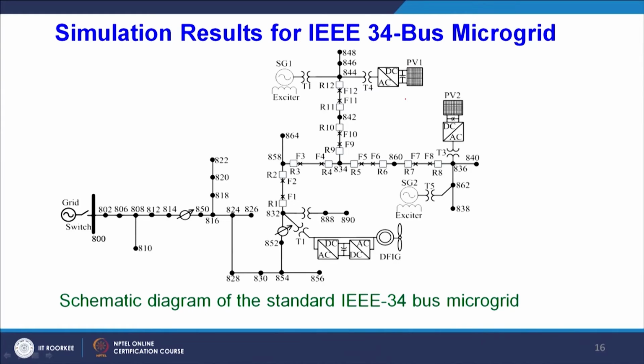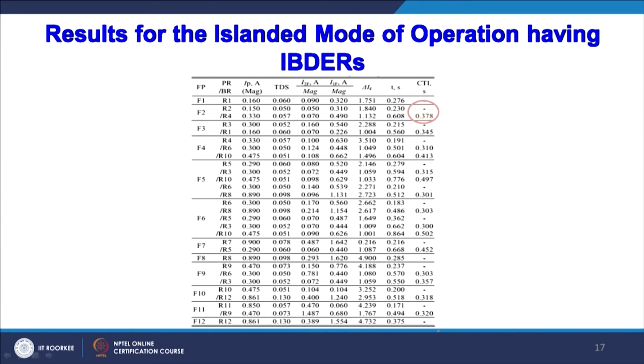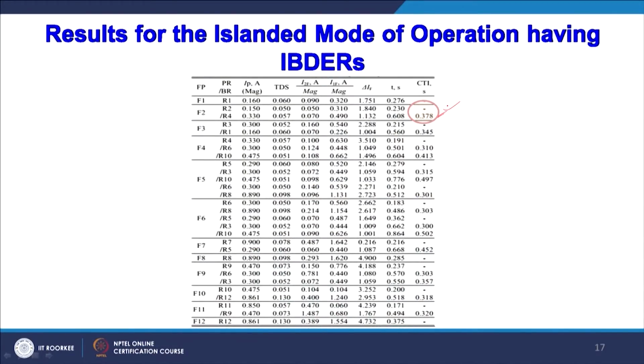In this system we have taken this PV, this DFIG and synchronous based DG, and this is our grid. Different fault locations you can see here, F1, F2, F3, and these are some of the results. As I said, for the overcurrent relay our main aim is basically to check whether the CTI is within proper range or not. Here we have maintained it within 0.3 to 0.5 second.